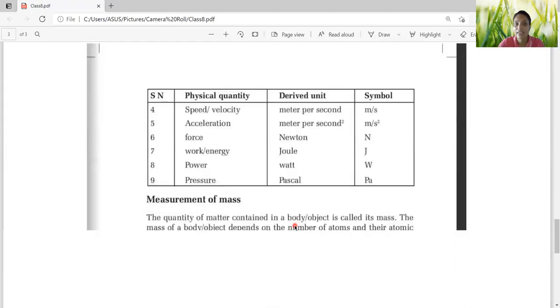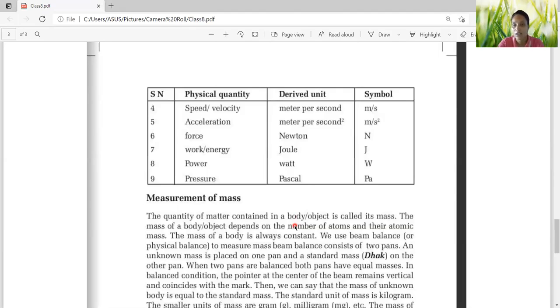Next is measurement of mass. We will go through it in the next video, because if this video becomes too long, it is going to create a problem for me in uploading. Please go through all these things. Okay, thank you.